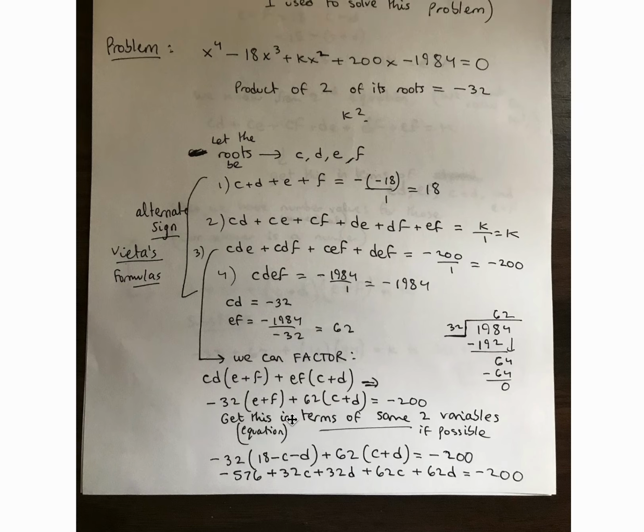And now what I'm trying to do is simplify this even more. E, F, C, D. There are 4 different variables here, 4 different roots, right? And what I'm trying to do is simplify this even more in terms of 2 variables at the most.